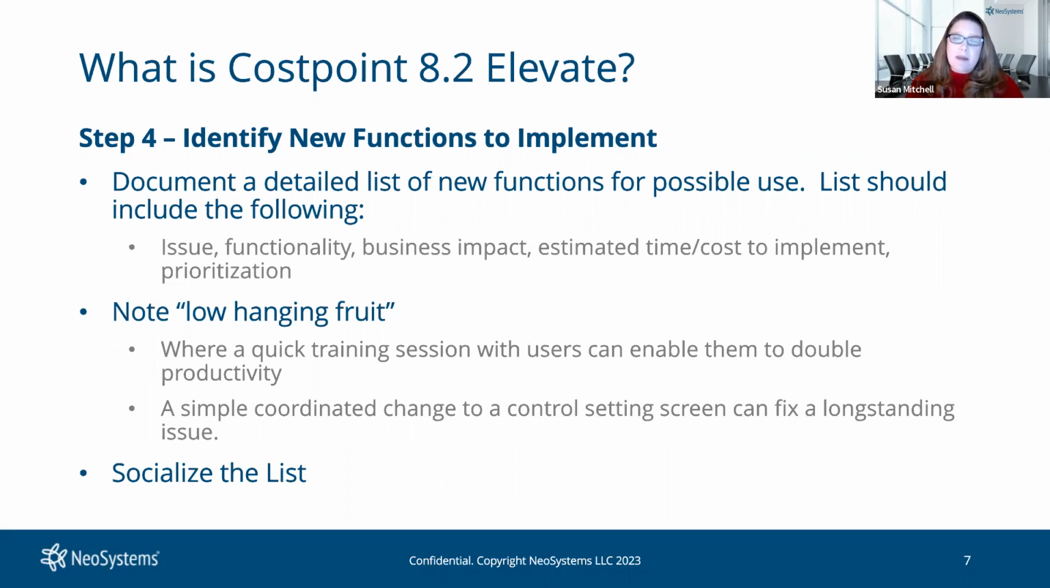The estimated time and cost to implement that. Some of these are going to be very simplistic. Some of these might take a little longer, but you're going to want to get an estimate of how long that's going to take you. And then prioritization. Sometimes there are things that are barn burners. You want to take advantage of them as soon as you can. Sometimes it might be further down the line, but you eventually want to do it.